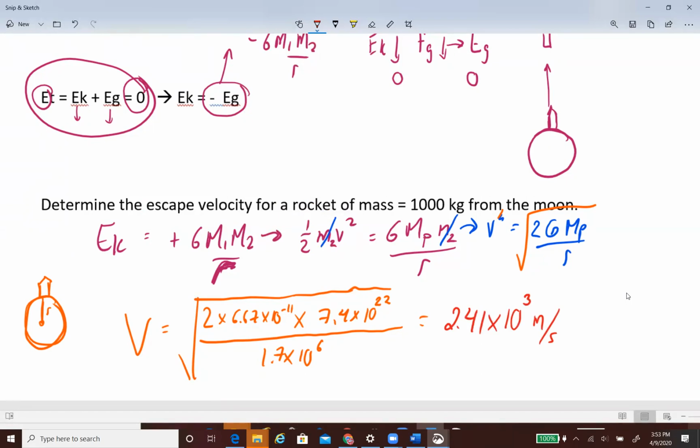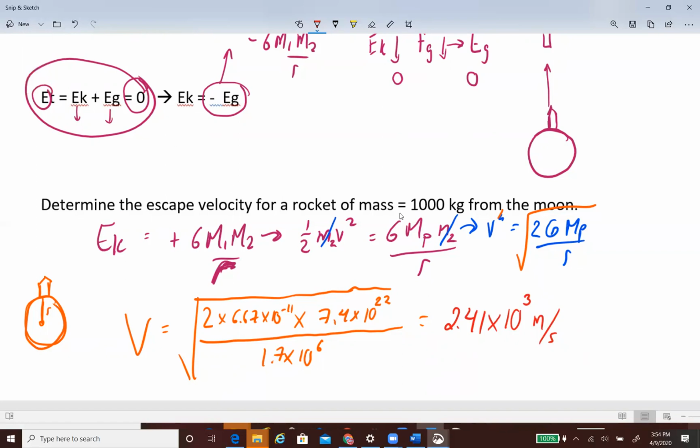And if you look up the escape velocity, because you can Google escape velocity for the Earth, the Moon, Jupiter, you would see that it's very close to that answer. I think it's like 2.39 because I did a little bit of rounding here. Questions about the connection between gravitational potential and escape velocity? Making sense? If you have any questions, just feel free to jump in.